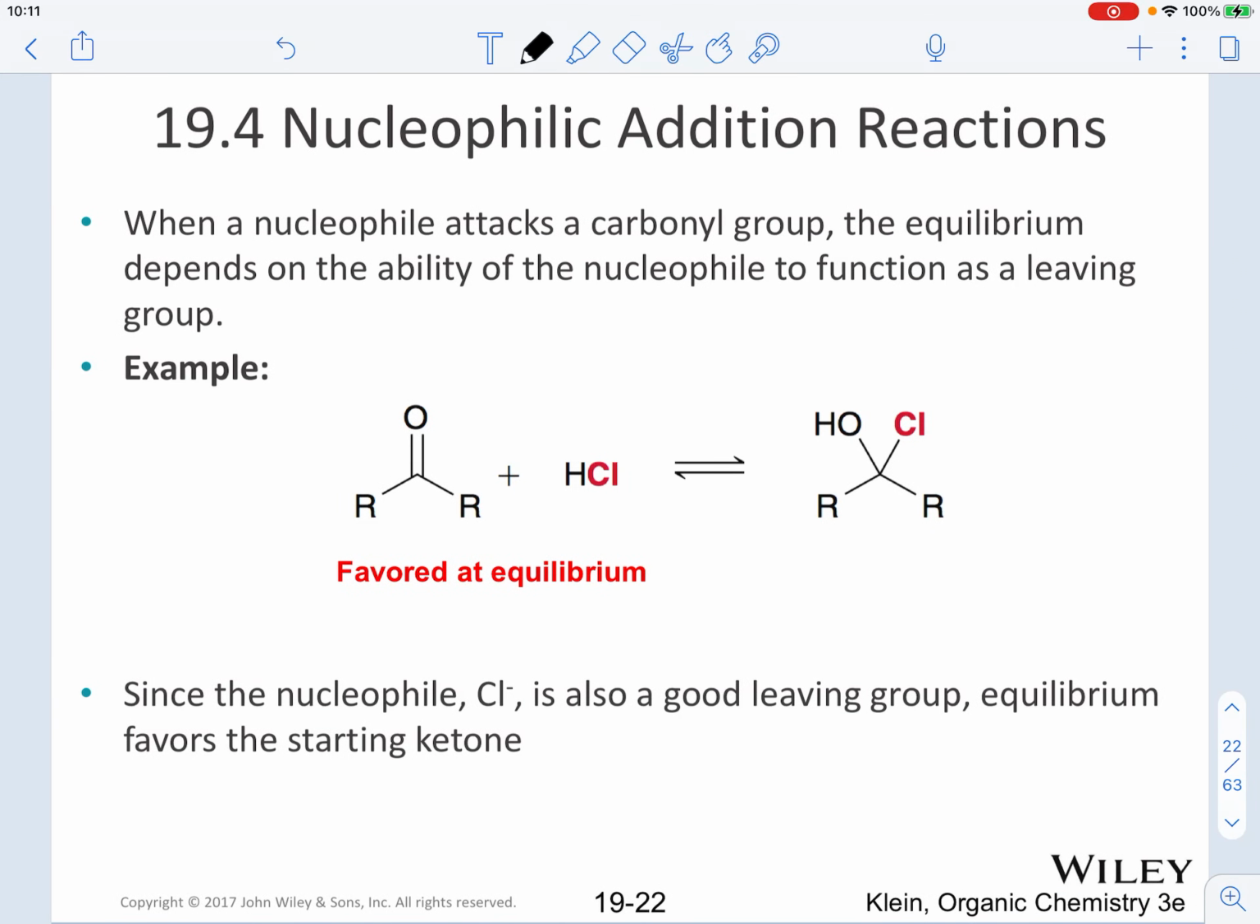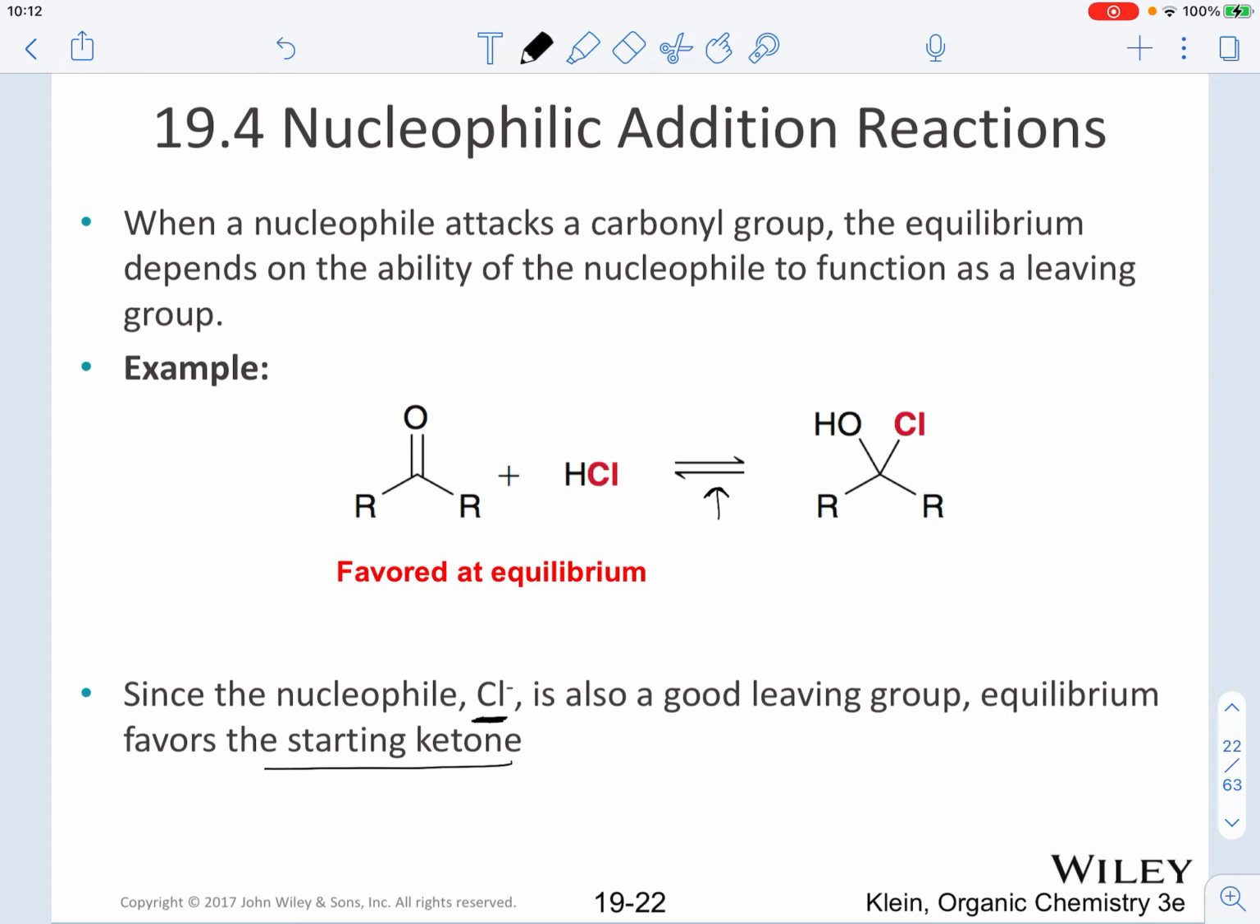When a nucleophile attacks a carbonyl group, understand that the equilibrium is going to depend on the ability of the nucleophile to function as a leaving group. So let's take, for example, that we have the following molecule. Let's just assume that it is a ketone. And if we put it under acidic conditions, as you can see, we have an arrow that illustrates the equilibrium. Since the nucleophile in this system is going to be our chloride ion, okay, and is also a good leaving group, understand that the equilibrium in this case is going to favor the starting ketone.